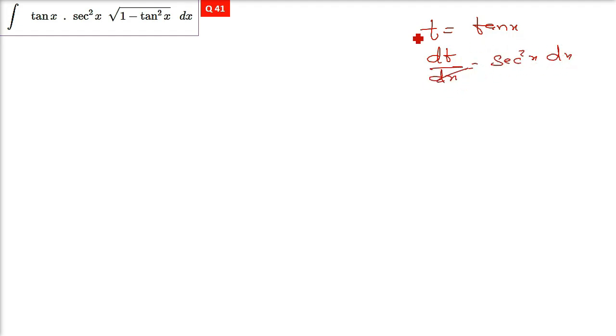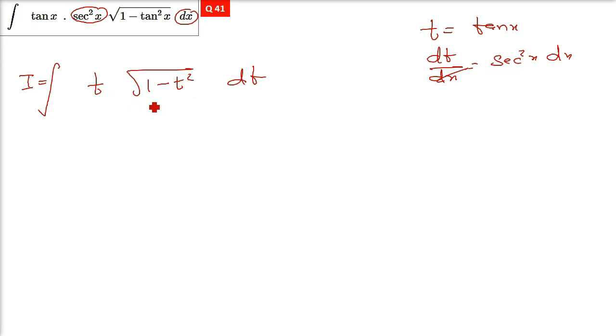This dx will go on the right hand side. So this sec square x dx we already got. tan x was t. So this integration will become this t. Sec square dx already dt is there. Under root 1 minus tan square x will be under root 1 minus t square. So again, solving this will again be some effort.